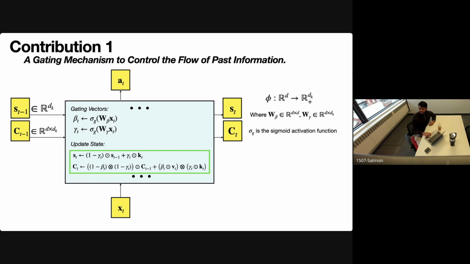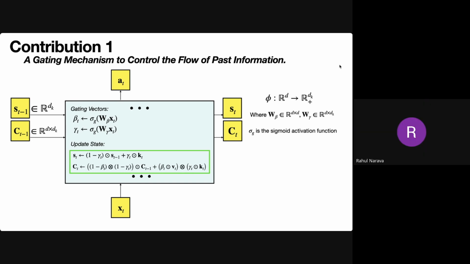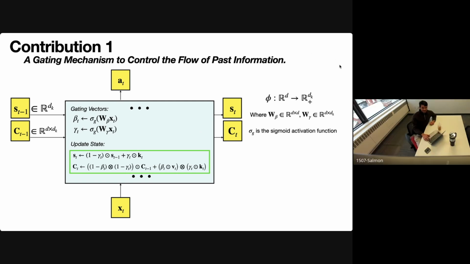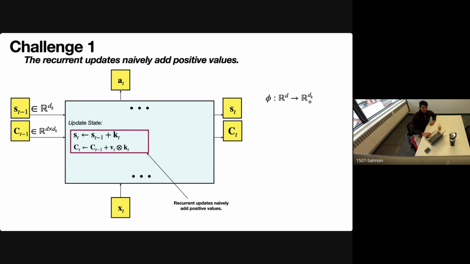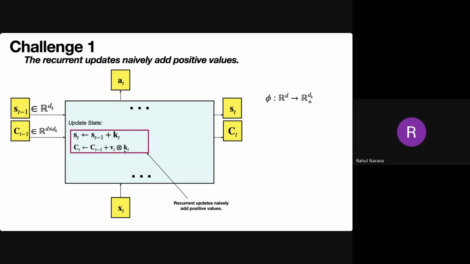There was a question in chat. Rahul, can you repeat that again? I was just asking, what's this CT and KT? Right, that's a good question. KT is the key vector for the current time step, and CT is a recurrent matrix that you generate. Your CT is a recurrent matrix that you generate as the sum of the outer products of the value and the key vector.